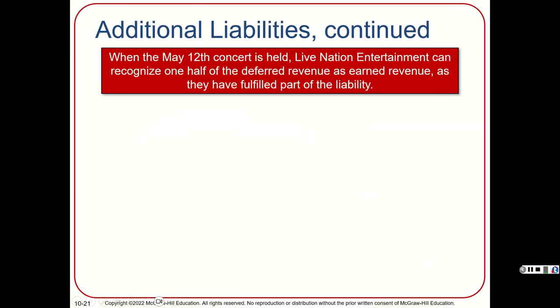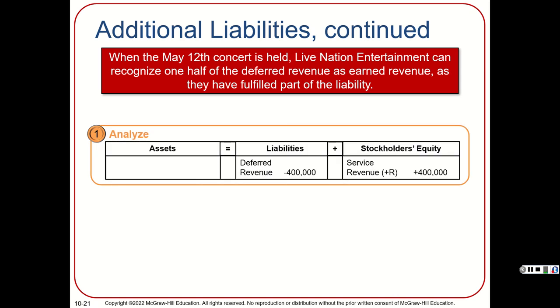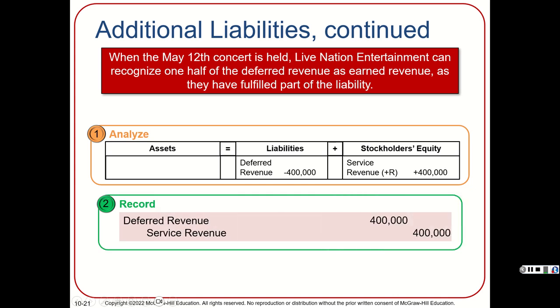All right. So May comes around. The May 12th concert is held. Live Nation can recognize 1/2 of the deferred revenue as earned now, as they have fulfilled part of the liability. So the deferred revenue is going to decrease $400,000, and the service revenue is going to increase $400,000.